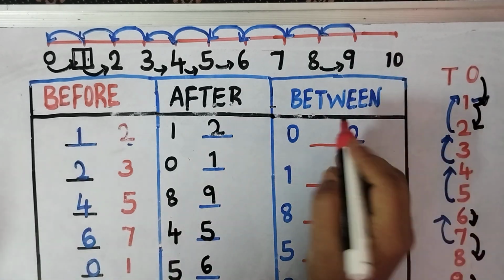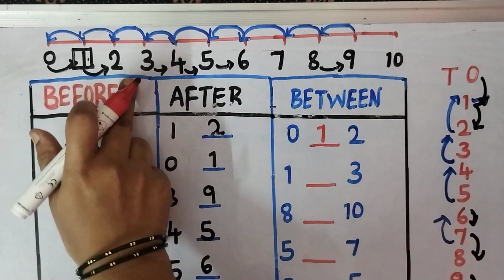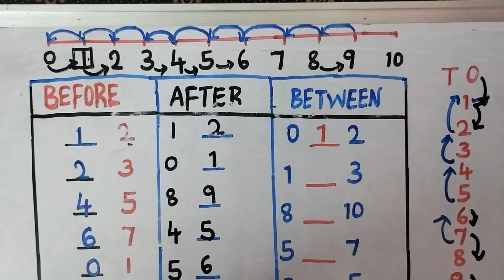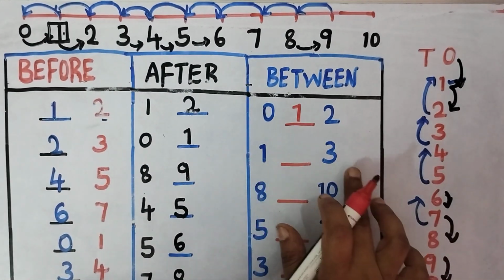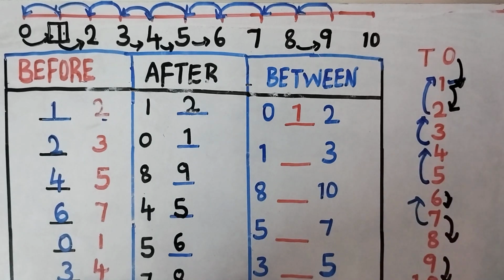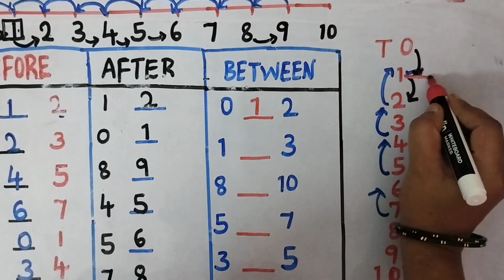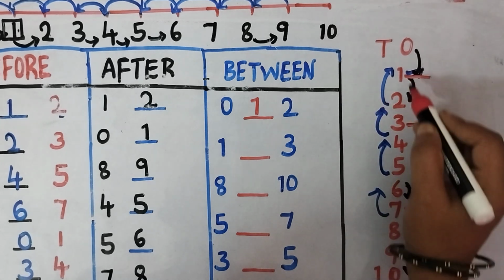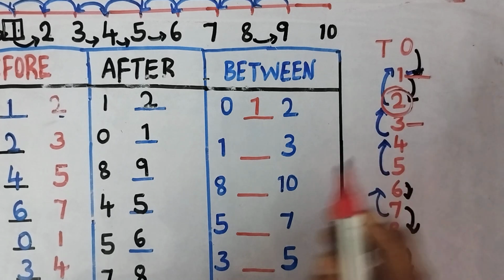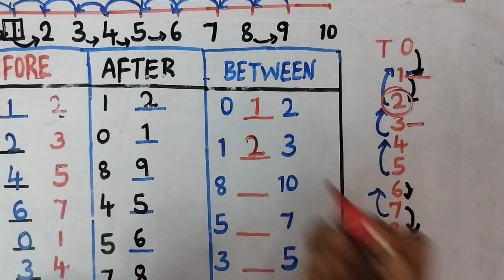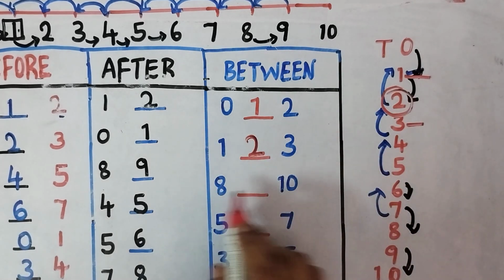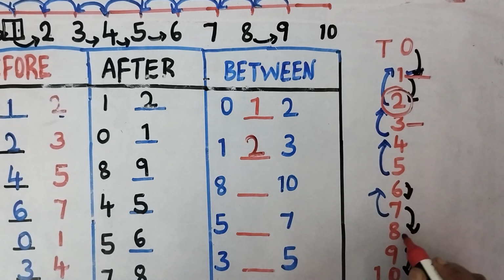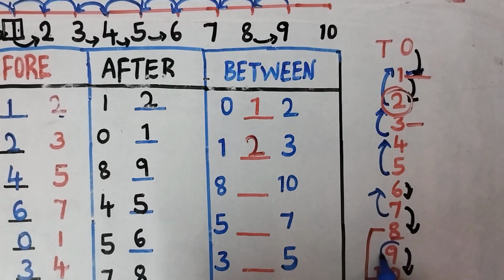Yes. 0 to 2, what comes between 0 and 2? 1. Next, 1 and 3. Here is the 1 and here is the number 3. What number comes between 1 and 3? That is 2. I wrote 2 here. Next, between 8 and 10. What comes between 8 and 10? That is 9.